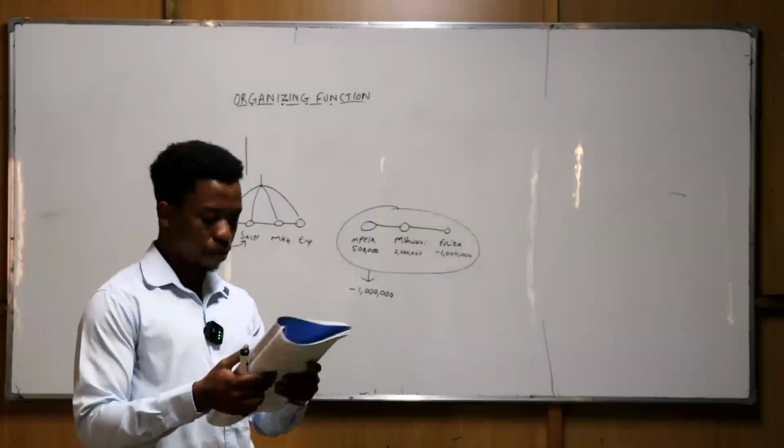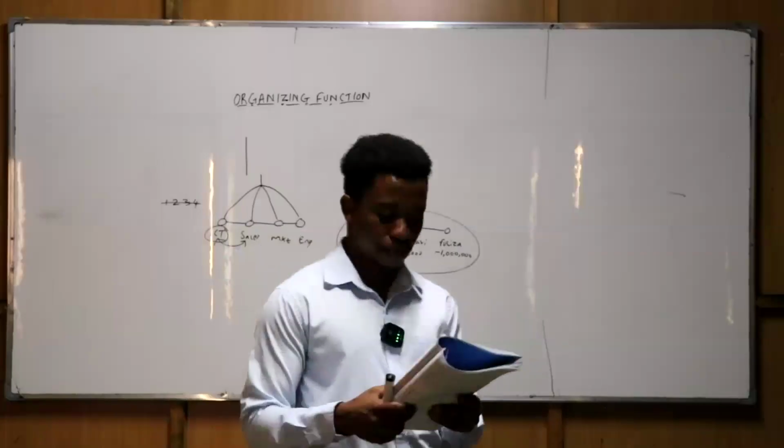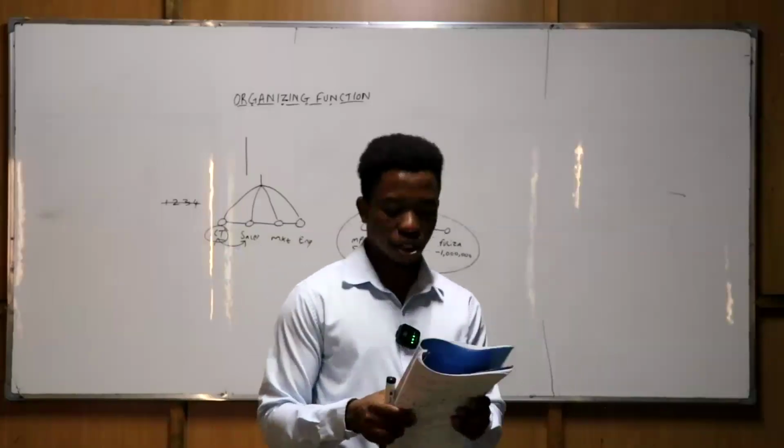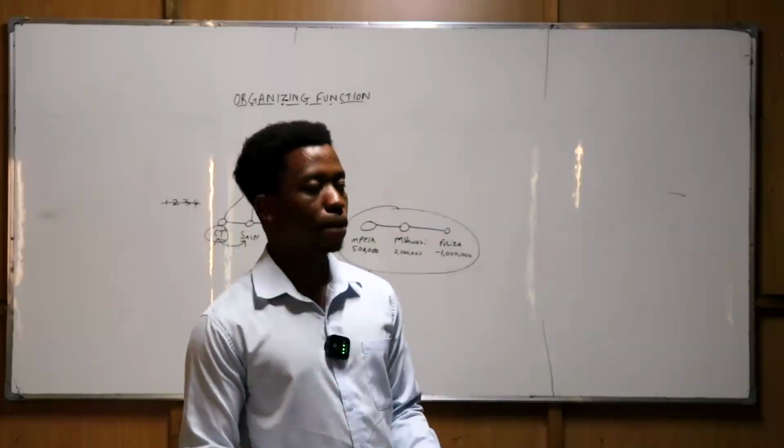Then the next one is process departmentation. So this is where the product process is broken down into discrete stages, and then each stage is made into a department.